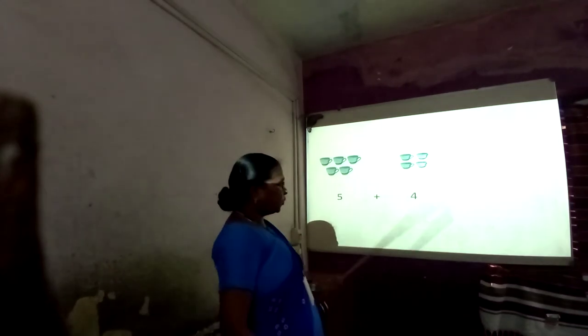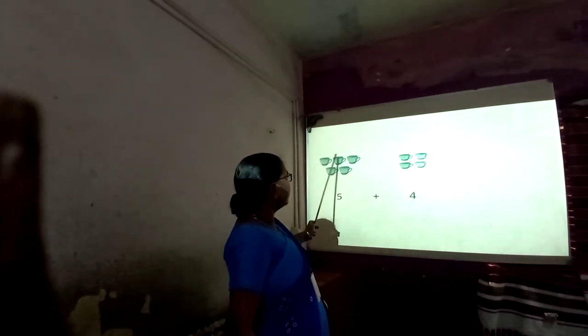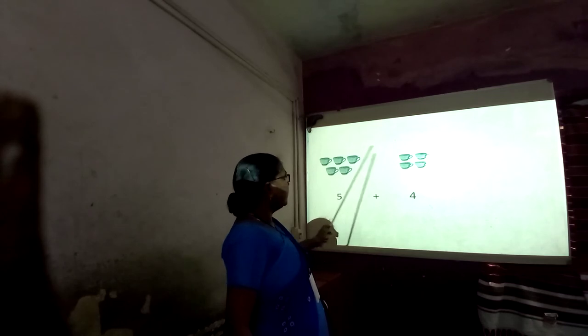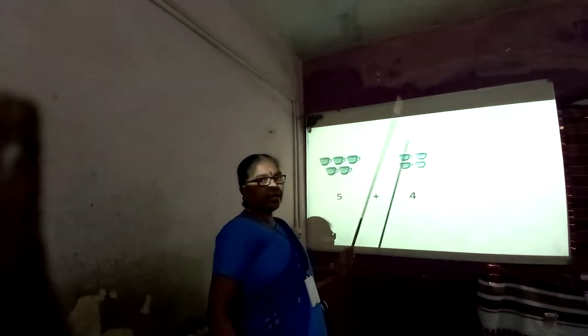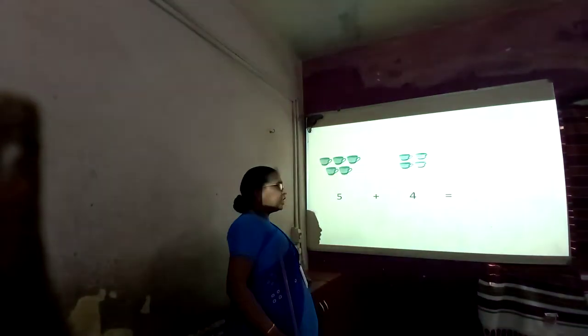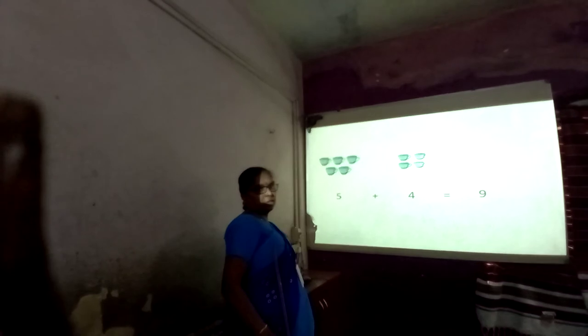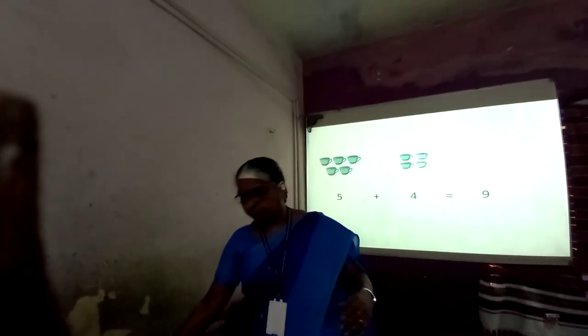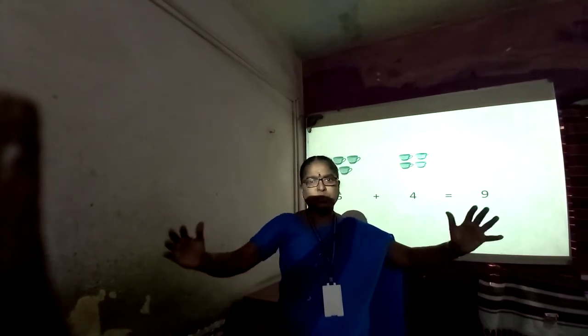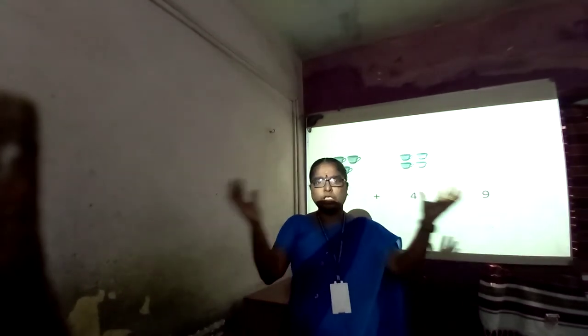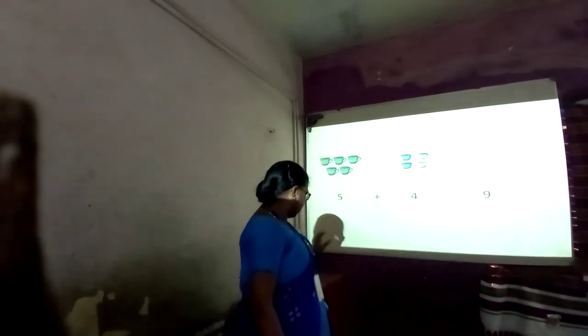Yes. Now what we are going to do is, we are going to count together. 1, 2, 3, 4, 5, 6, 7, 8, 9. Addition means counting together. So 5 plus 4 is equal to 9 cups. So children, I think you must have understood that addition means counting together, bringing together. When two objects are kept separately, you have to bring them together by counting them. Let's see the next example.